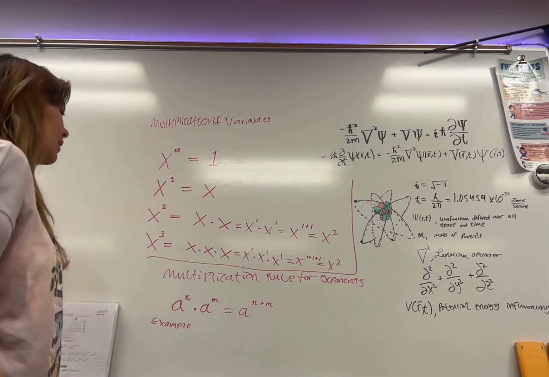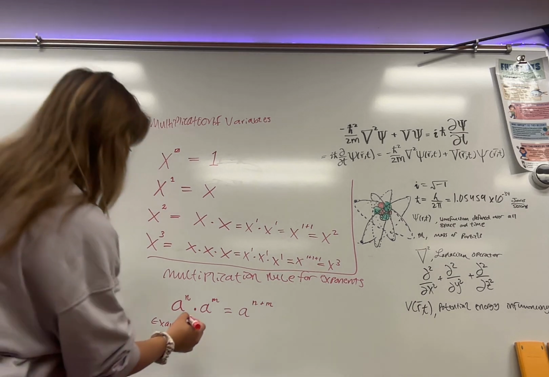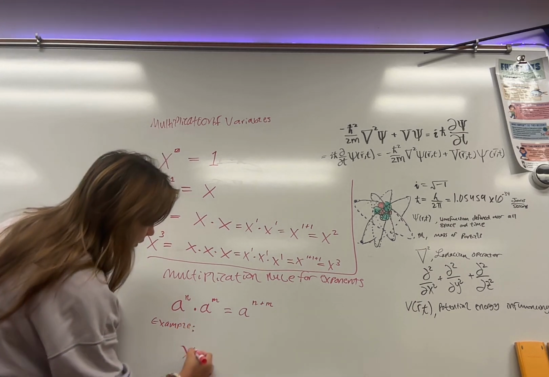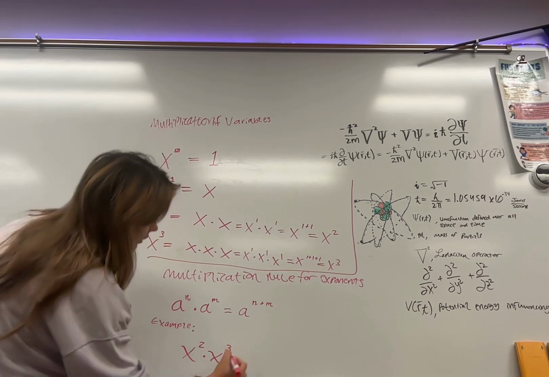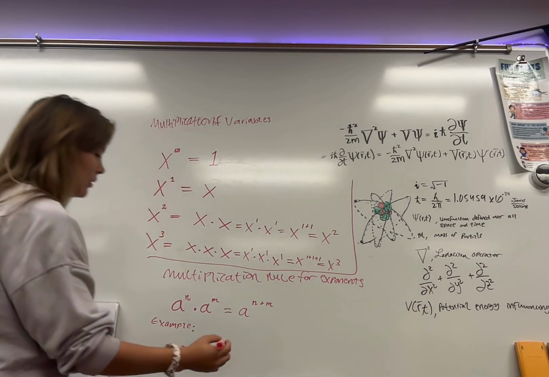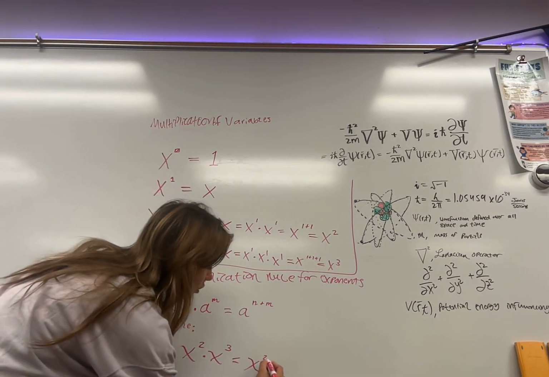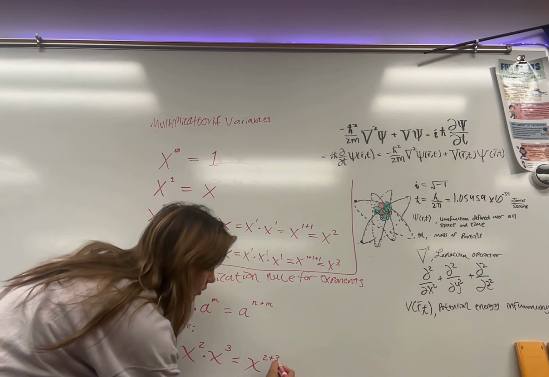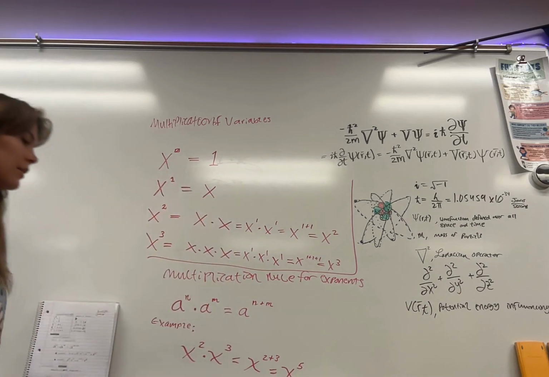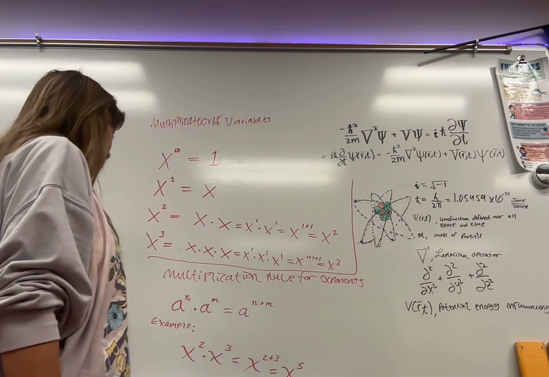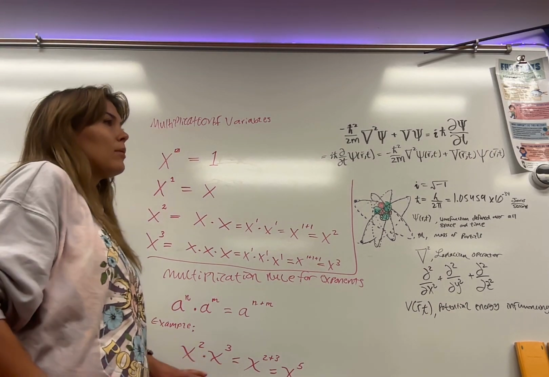Let's say you have x squared being multiplied by x cubed. What is that equal to? That is equal to x to the 2 plus 3, which is equal to x to the 5th. Easy. Very easy. All right, we're going to come back around to this when we talk about factoring in a minute.